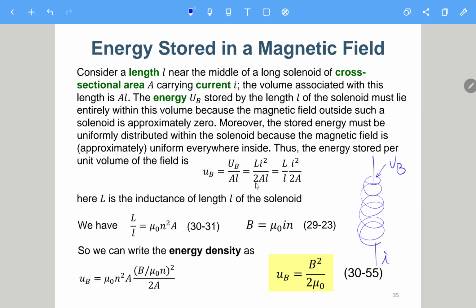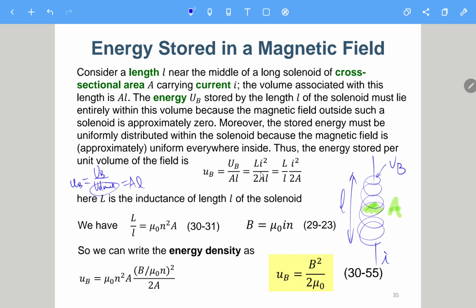So we have Li squared over 2. The small ub should be UB over the volume. The volume for this solenoid is the length multiplying the cross-section area A. So A times l will be the volume. So we have UB over Al, and UB is 1/2 Li squared. So we have Li squared over 2, and then Al here.